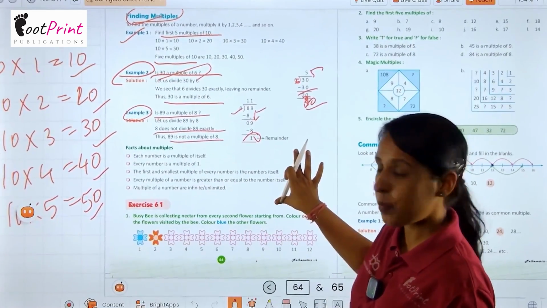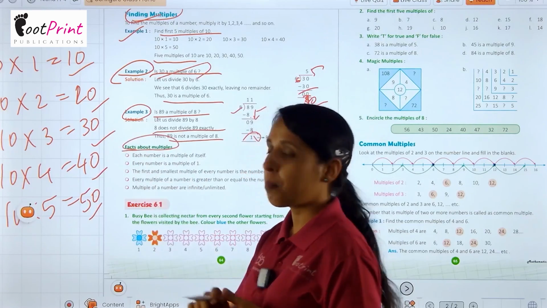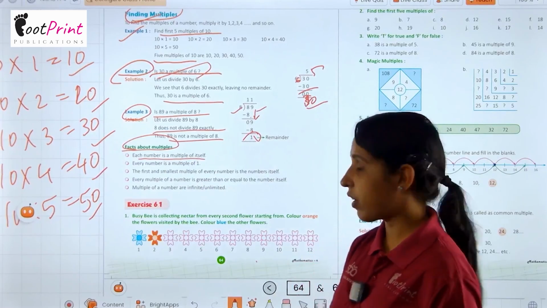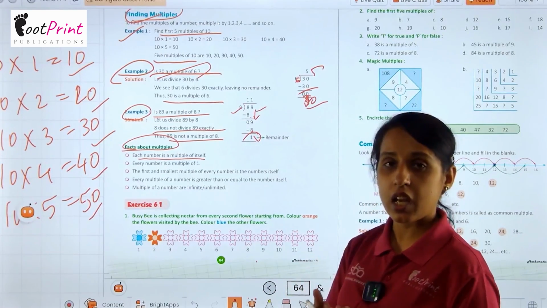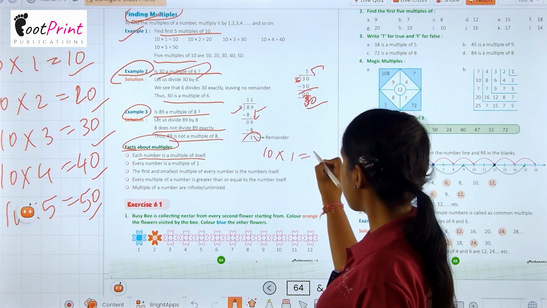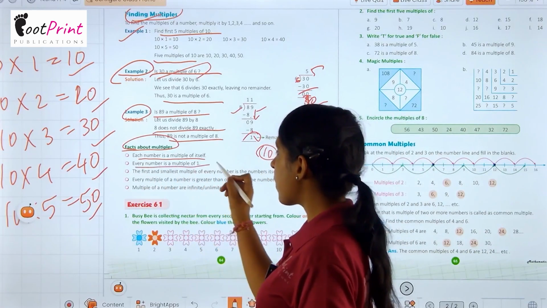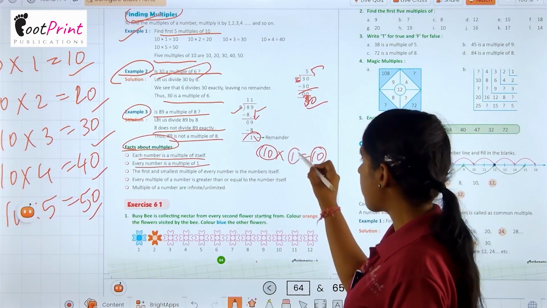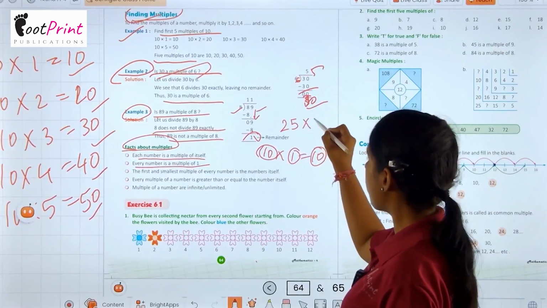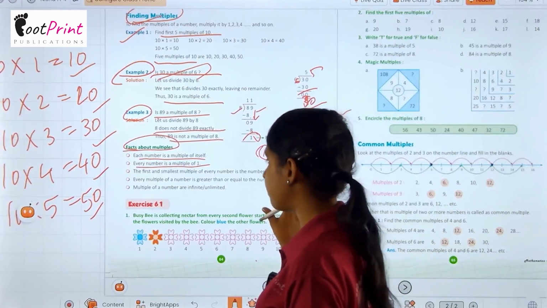Okay, clear to all? Now we can understand some facts about multiples. So first, each number is a multiple of itself. कि हर एक नंबर क्या होता है? अपने आप का मल्टीपल हो जाता. जैसे 10 into 1, it means 10. 10 का मल्टीपल 10 भी होगा. Every number is a multiple of 1 और 1 का मल्टीपल भी होता है. कोई भी नंबर ले लेंगे, जैसे हमने लिया 25, उसको 1 से किया तो 25. सबके साथ मल्टीपल बनाता है.